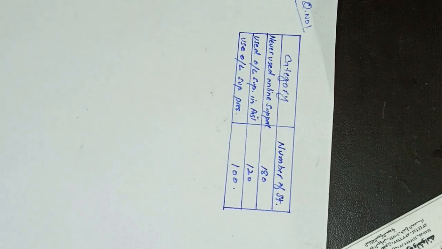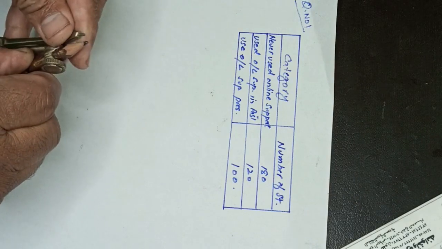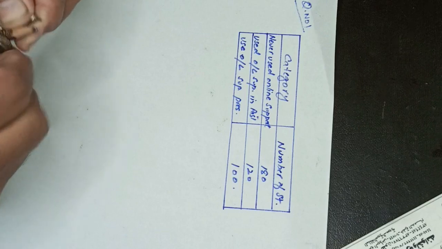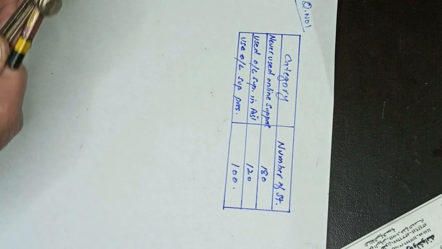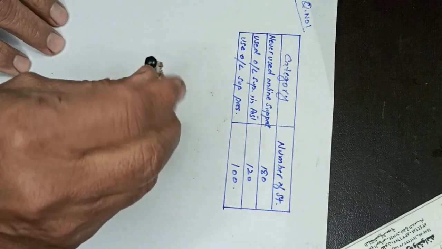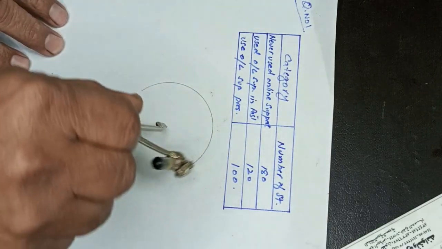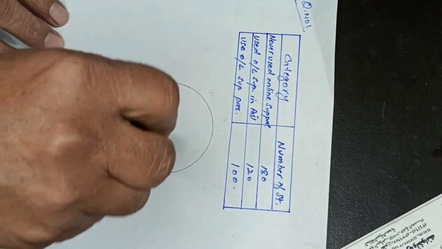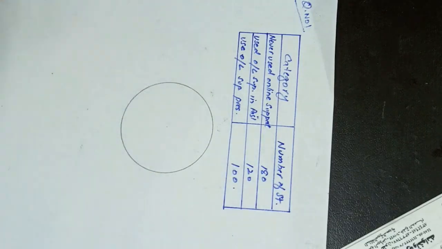Now we have to draw a pie diagram or pie chart for the same data, and we have to illustrate it very clearly. We'll take a pair of compass, fix a pencil on it, take a reasonable radius, and then draw a circle. Okay, now this is a circle from where we are going to start our pie diagram. Now what I told you about the pie diagram.